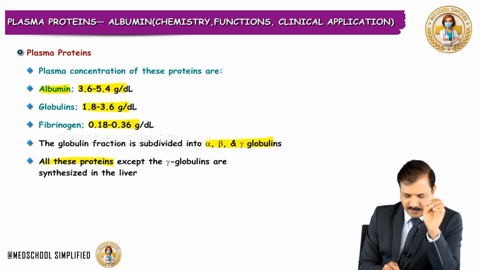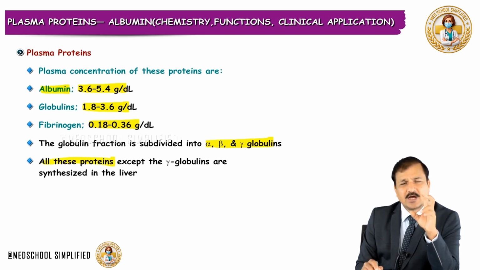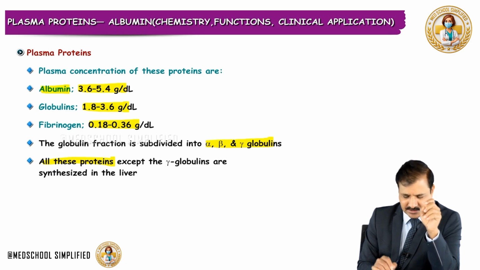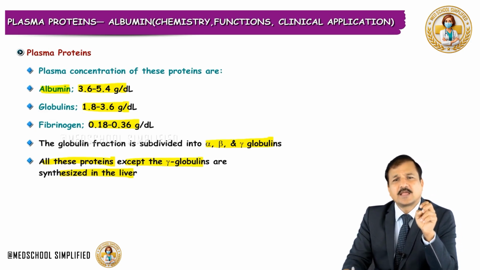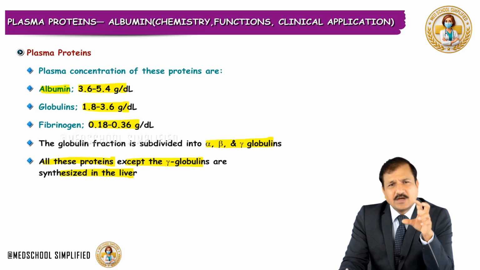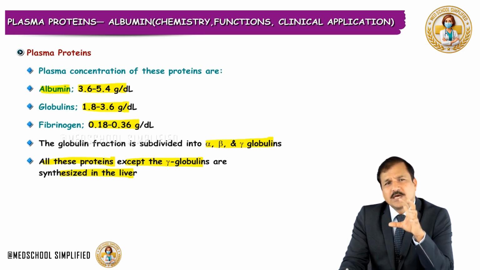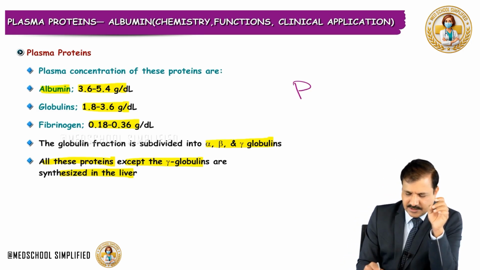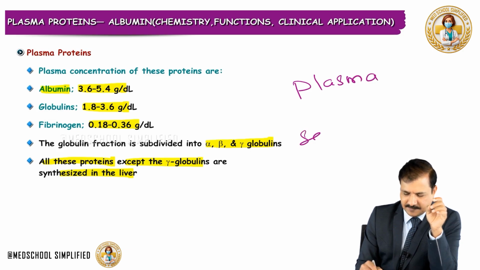All of these proteins, whether it is albumin, globulin or fibrinogen, are synthesized in the liver except gamma globulins. And also note that plasma is the soluble fraction of the blood which contains all plasma proteins, including fibrinogen. So, just to differentiate the difference between plasma and serum.